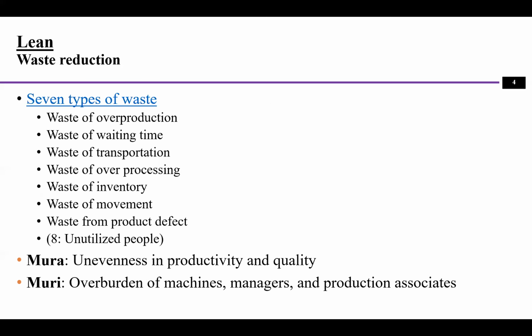So in lean, there are 7 types of waste. Typically 7 types of waste. You can also add another one, which is unutilized people. And you should watch this video, understand what these 7 types of waste are. And so in the waste term in lean, usually we actually use another term.